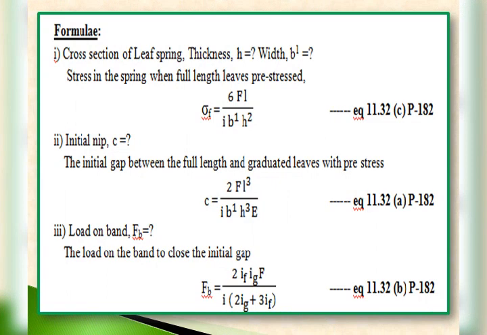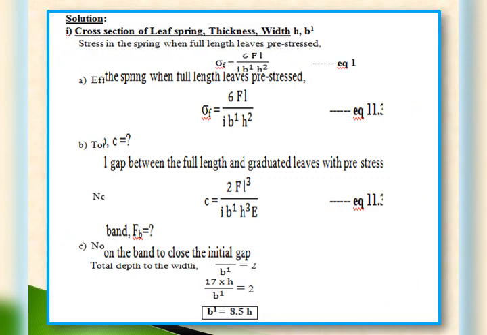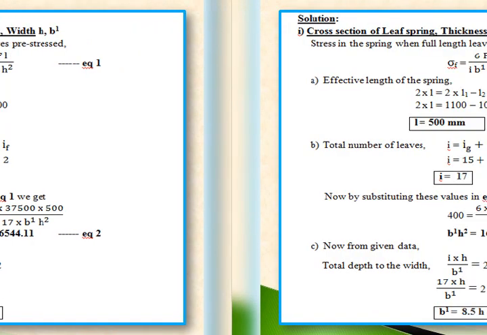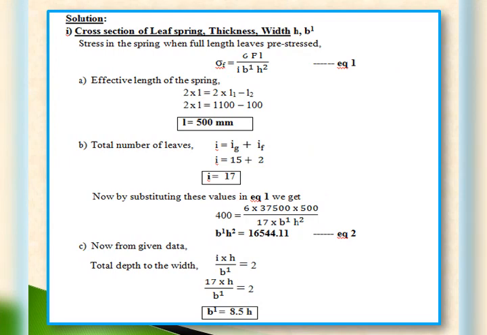Now, to find the unknown cross section of the leaf spring, such as thickness h and width b dash, we need to go for the stress in the spring when full-length leaves are pre-stressed, using the equation sigma f is equal to 6 into F into L divided by i into b dash h square. That is equation number 11.32c, page number 182. From that equation it is possible to get the dimensions. Since this equation has two unknowns, b dash and h, one more equation is required, and we have it from the given condition, the ratio of total depth to width, that we can use. Then we get the unknowns.